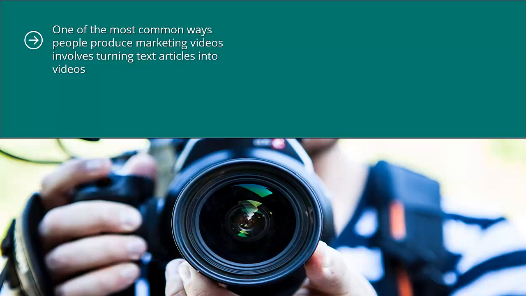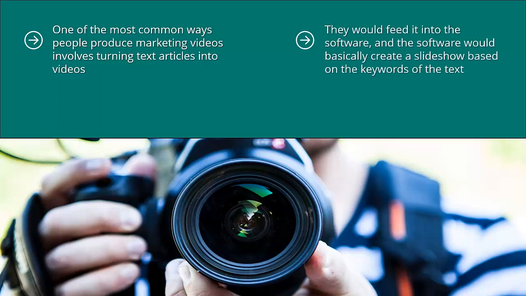Basically, they would take an article that they wrote, maybe it's a blog post, perhaps it's a resource article, it really doesn't matter. They would feed it into the software, and the software would basically create a slideshow based on the keywords of the text. Of course, there is an editorial manual override. You look at the pictures that got associated, and you can switch things around. Still, it is a video slideshow.